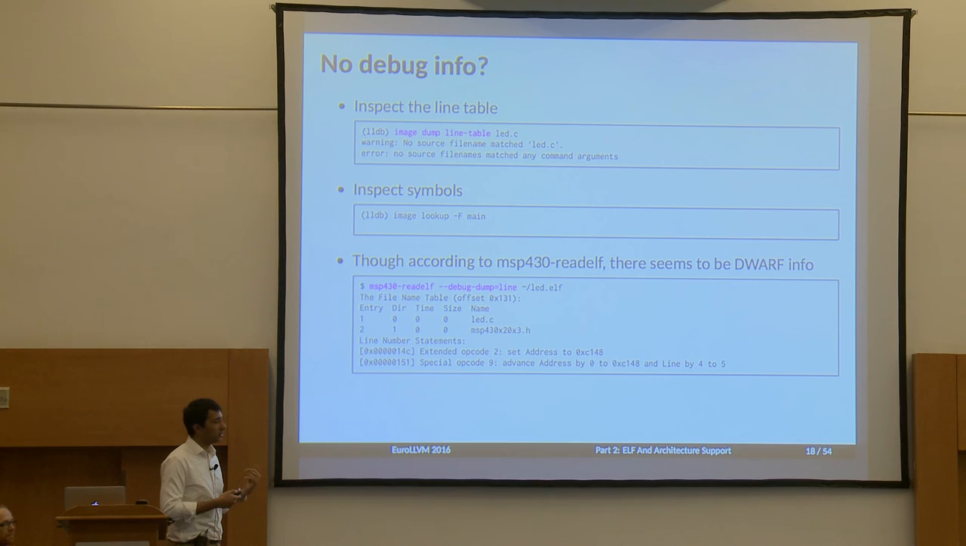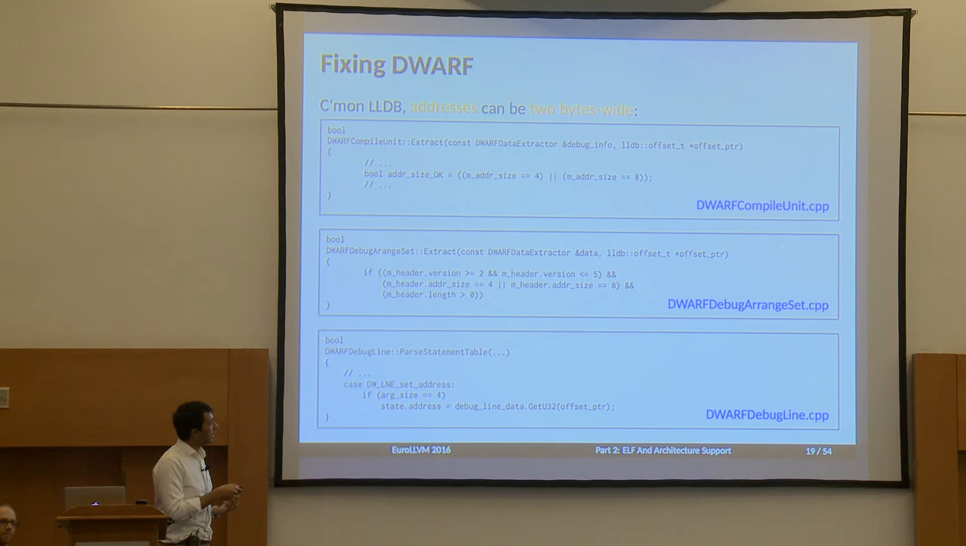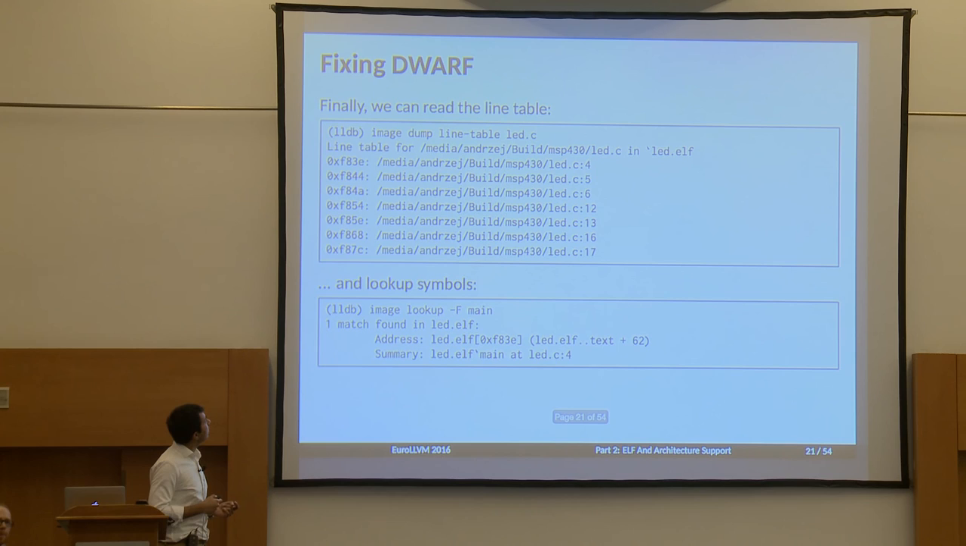So what we found was that the DWARF parser in LLDB does not consider the case that addressing can be 2 bytes. It only considers four or eight bytes. So just by fixing that, it's quite a simple fix, it just took some time in debugging, now we can read the line table and also look up symbols. So at this point we actually can load a binary.